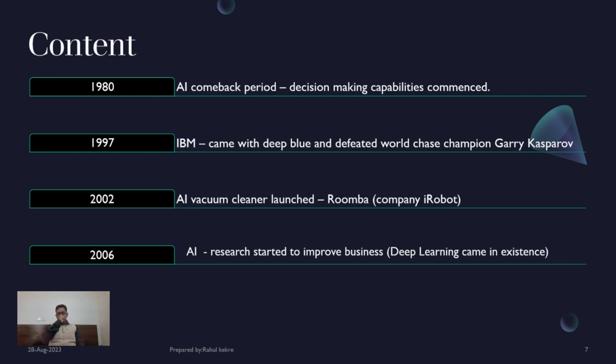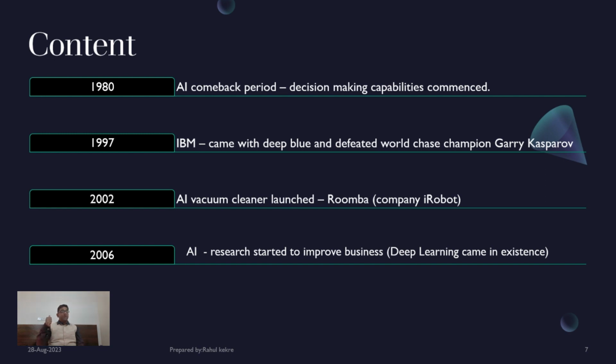Sorry to digress. So in 1997, IBM came with a gaming AI solution called Deep Blue, and that defeated the world chess champion Garry Kasparov at that time. That was a big success for the AI gaming solution. And then in 2002, an AI vacuum cleaner was launched by a company called Roomba. Now let's think, if you want to do some other thing, the AI vacuum cleaner can clean the room or anything you want, and you can do some other work. So that may increase the productivity in household work also.